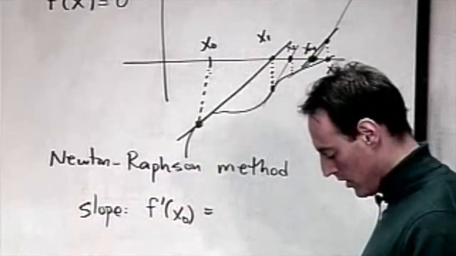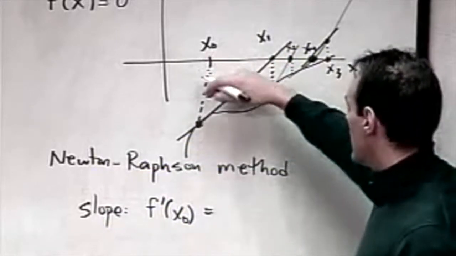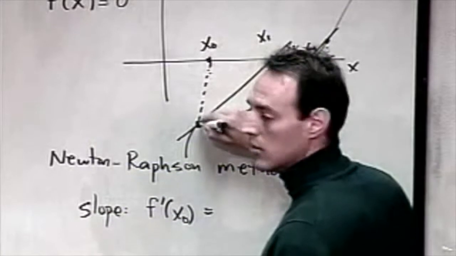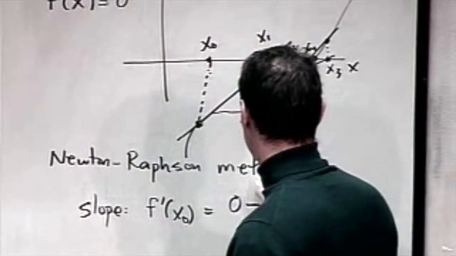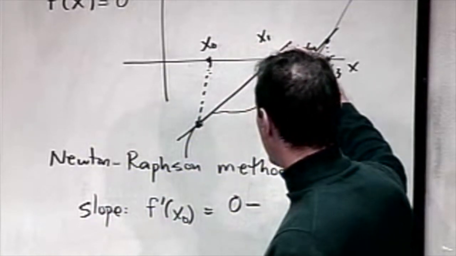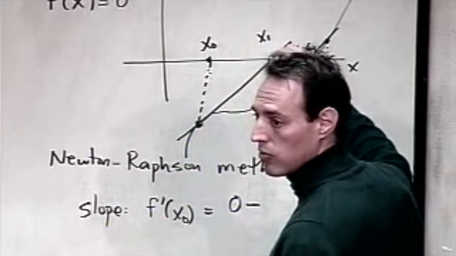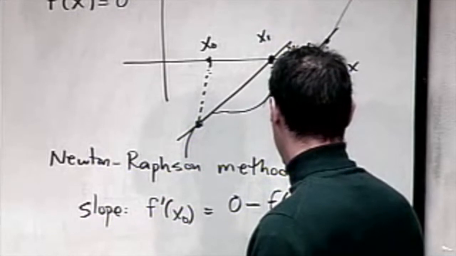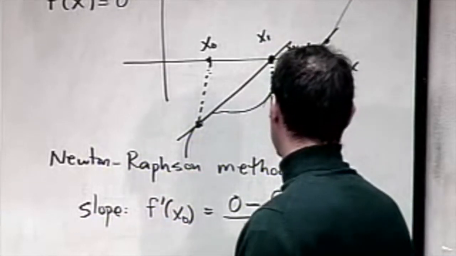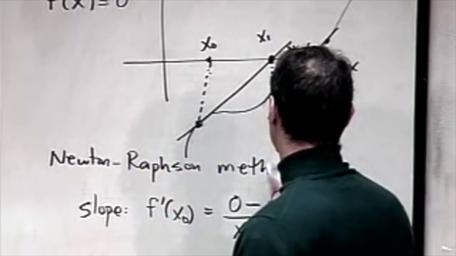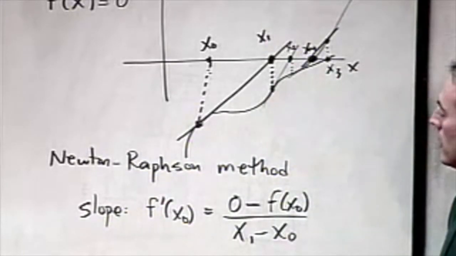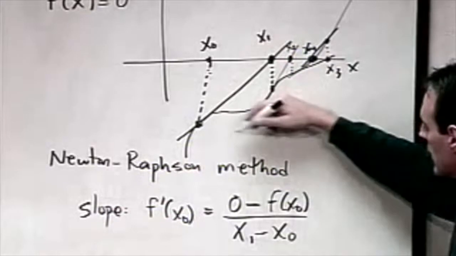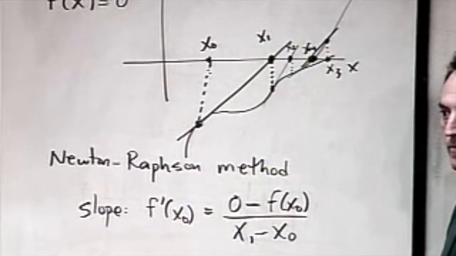Well, the rise here, I'm going from this point to this point. So let's take this second point. It's at 0 as its rise. So the rise is from here to here minus f of x0. And the run is, there's my slope formula. So from here to here, I can say my rise is this. My run is x1 minus x0. That's what I get.